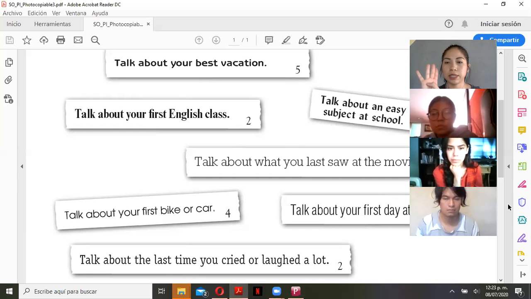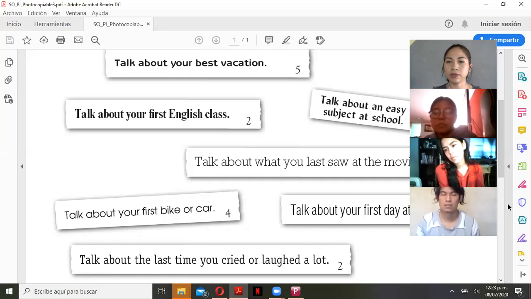Elijan uno, pero utilicen and, so, because, and but, okay? You have 4 linking words. Para que se escuche más natural, para que se escuche que es una conversación y no solo una lista. Mañana no lo van a leer, traten de prepararlo, ¿ok? Y hacen conversación con sus compañeros.